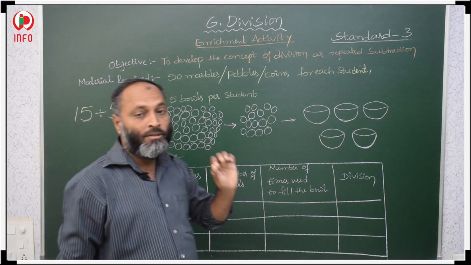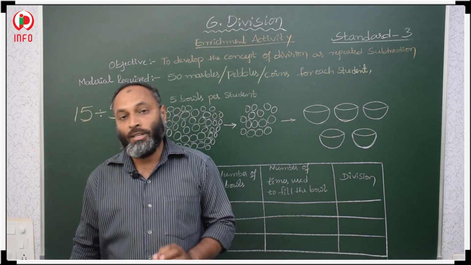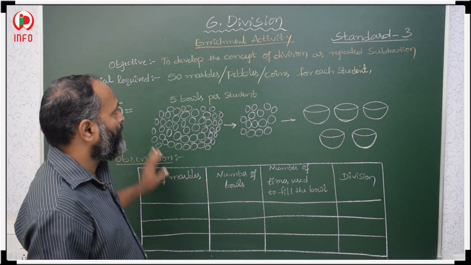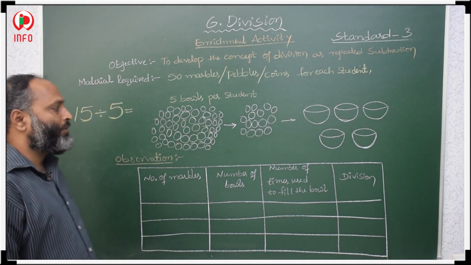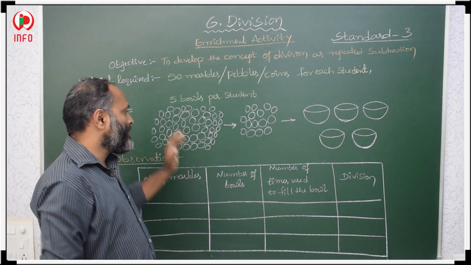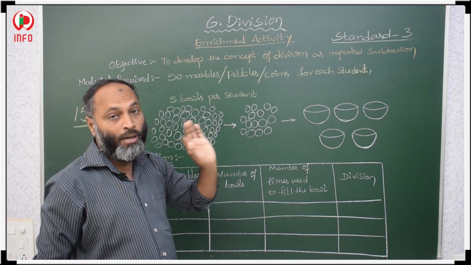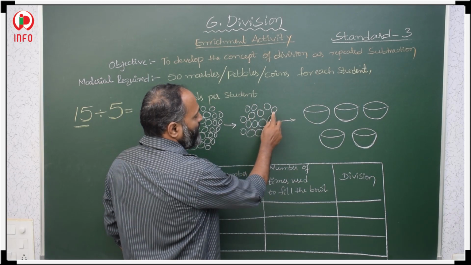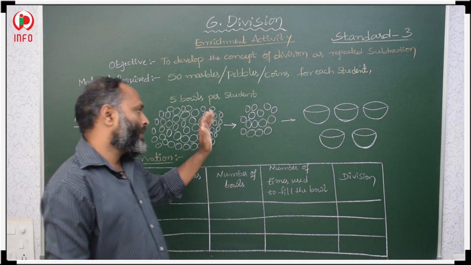Then how do we do this division question? By using repeated subtraction. How to do repeated subtraction? See here. Out of these 50 marbles, we have to take out 15 marbles. Why? Because here it is 15 divided by 5. So that is why we have to take out 15 marbles. Check here: 1, 2, 3, 4, 5, 6, 7, 8, 9, 10, 11, 12, 13, 14, 15. So in total we have to take out 15 marbles.